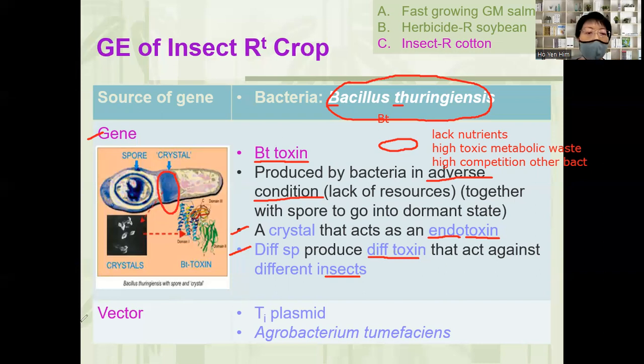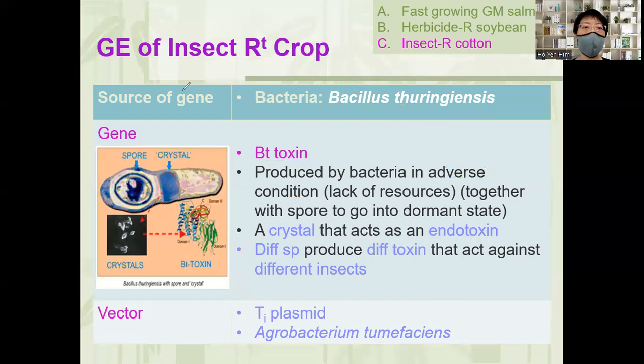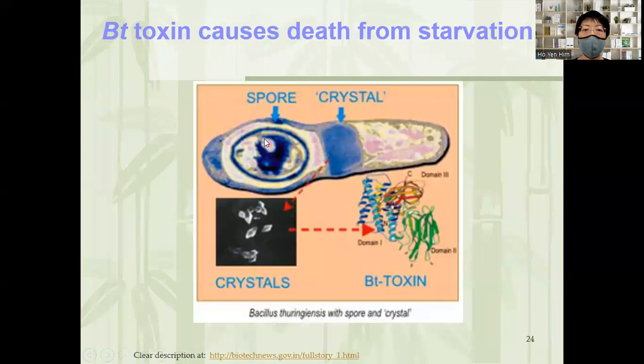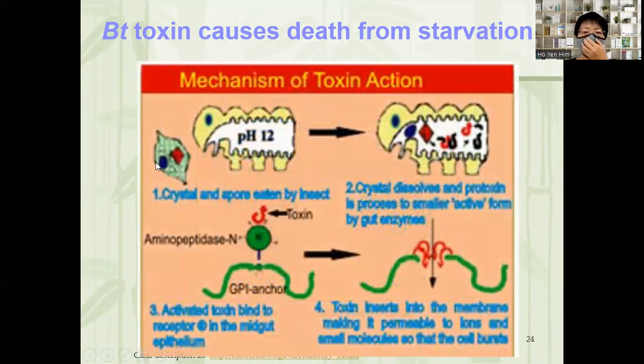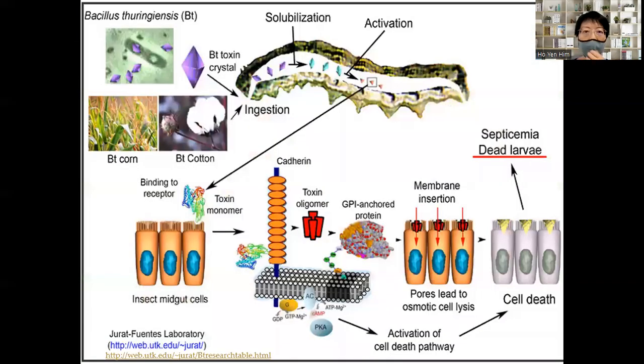So we use a vector to transfer the Bt gene to the plant cell. Same thing, the vector is the Ti plasmid of Agrobacterium tumefaciens. So this is the rod-shaped bacteria, and this is the crystal that's synthesized, and also the spore will be synthesized in adverse condition. Now we're going to look at how Bt toxin can cause death from starvation. This diagram is a bit blurred, so I'm going to use the diagram on the right side.